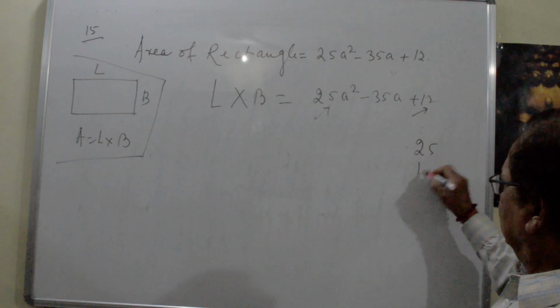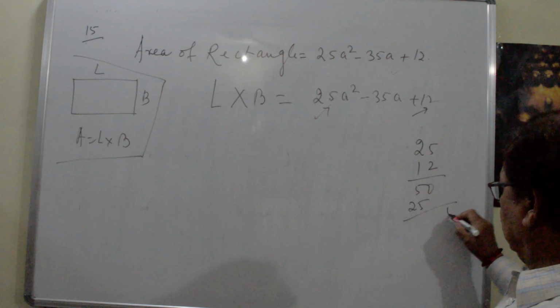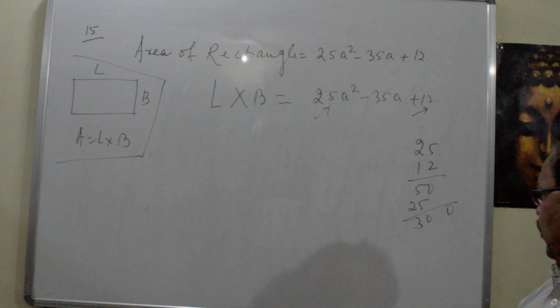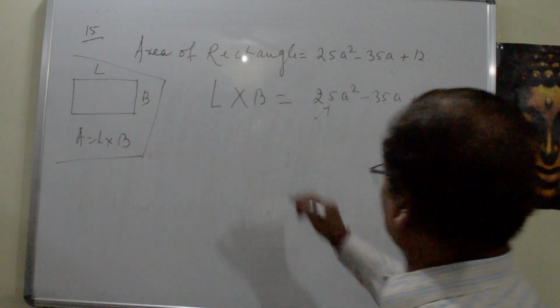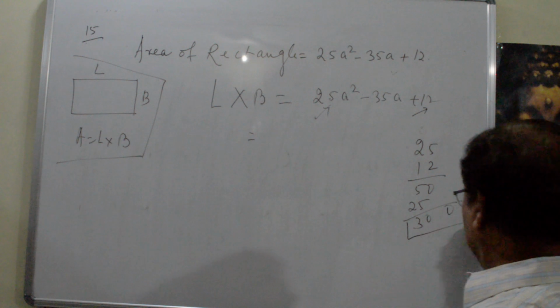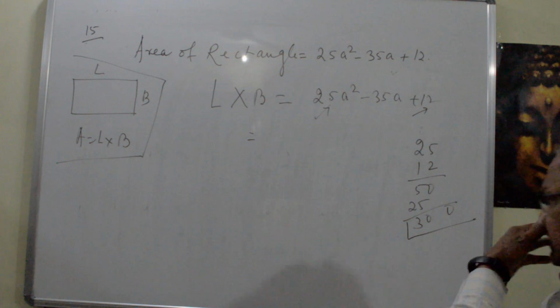25 into 12 is 300. Now let us break 300 into two parts so that the sum or difference is 35 and the product is 300. So let us do it.